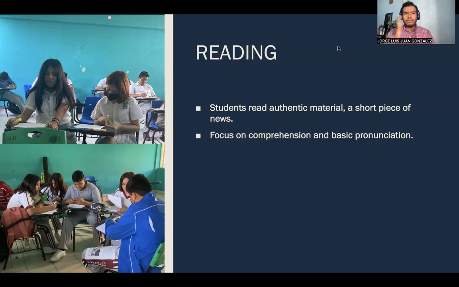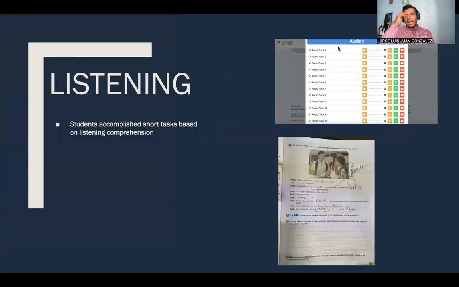They were very positive. They were reading. They used cell phones, so I also integrate technology here. Okay, listening.